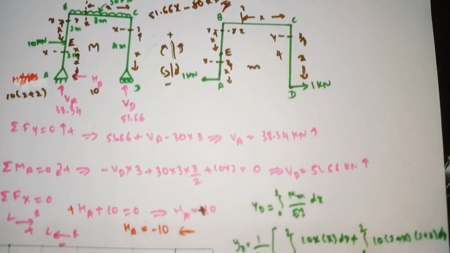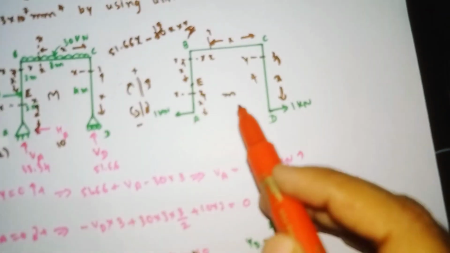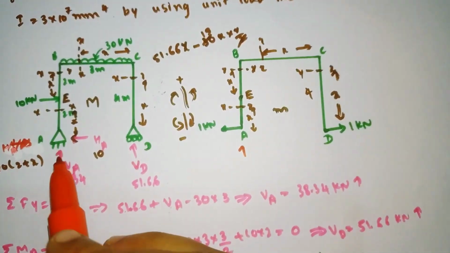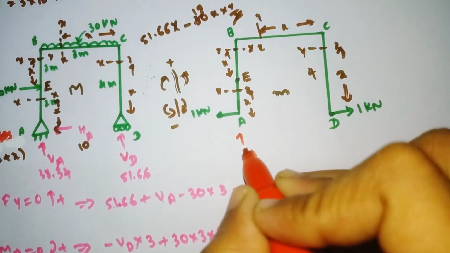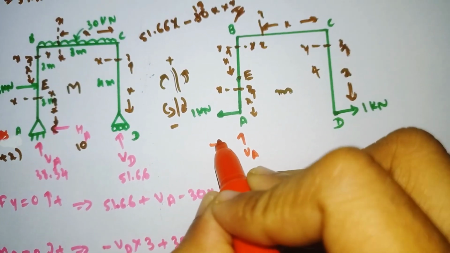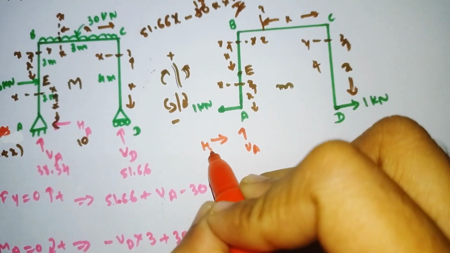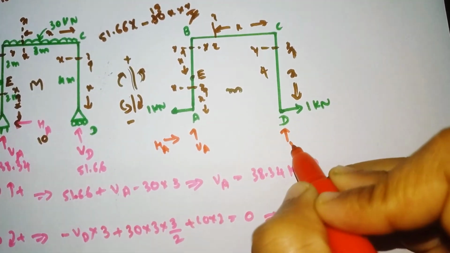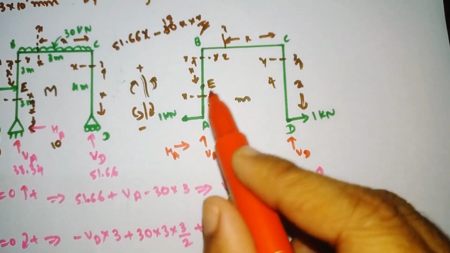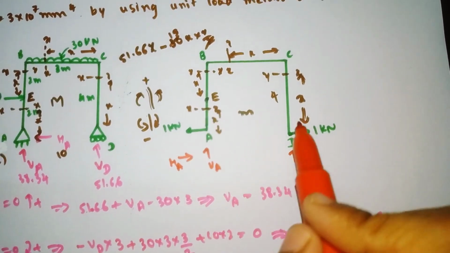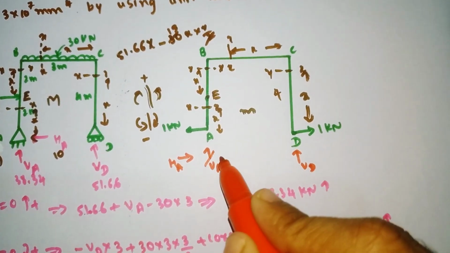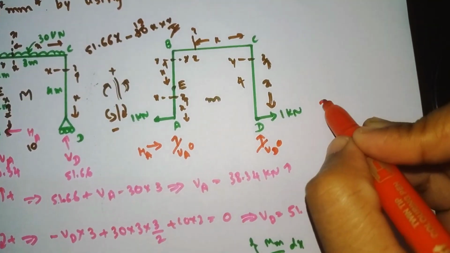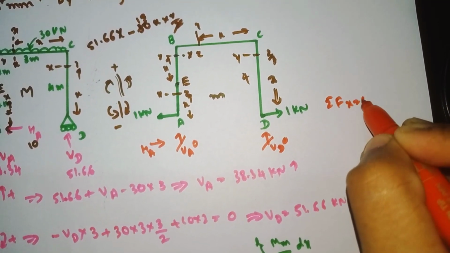Here also, if you want to find the reaction of this member, here our hinge support is there. For a hinge we have two reactions, HA and VA, horizontal and vertical force. Similarly for the roller, only vertical force will take place, VD. See here, in this frame there is no vertical load, so our VA becomes 0 and our VD also becomes 0. Similarly for HA, summation of all the horizontal forces is equal to 0.